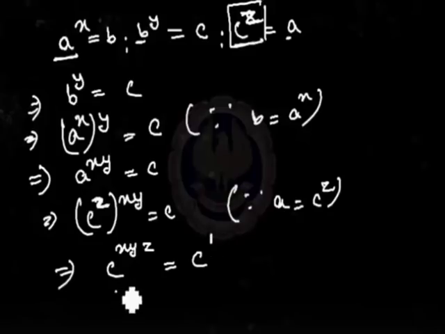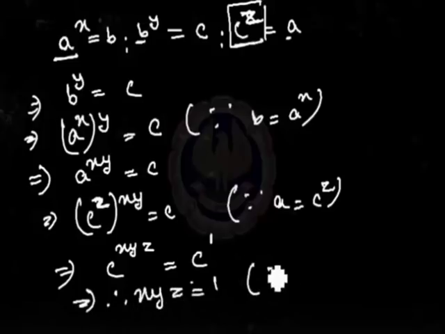Agreed? See, both the bases are equal. If you remember in the first class we did, if x^a is equal to x^b, then a is equal to b. The perfect law of indices. We had done this as probably the 7th or the 8th law. So just revise the laws. Now, therefore, xyz is equal to 1.